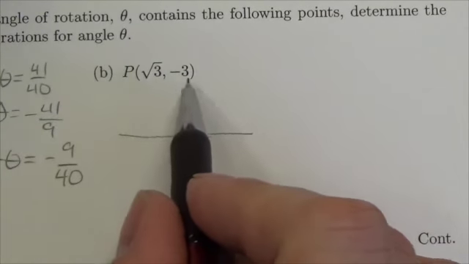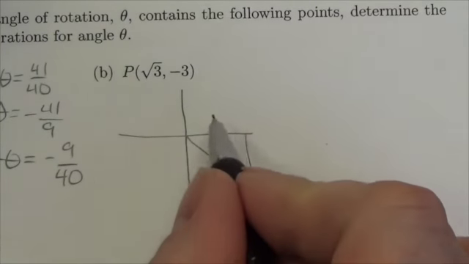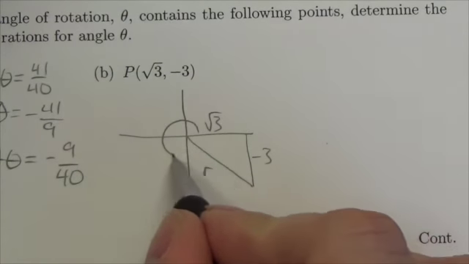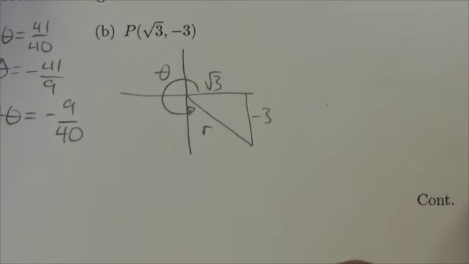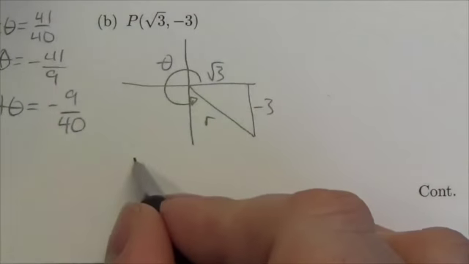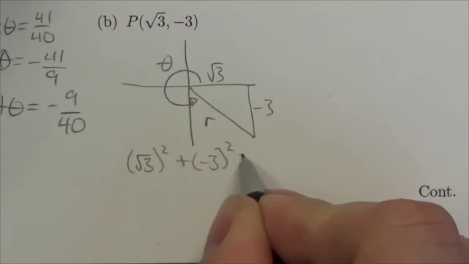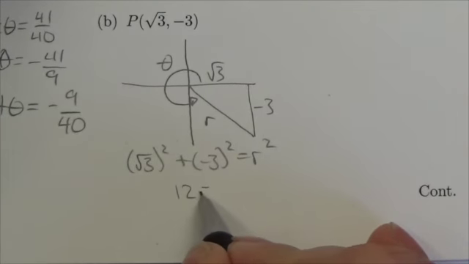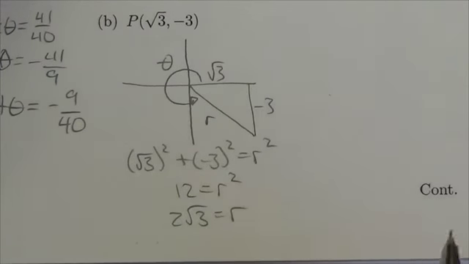So root 3, negative 3 is going to be down here in the fourth quadrant. This will be root 3, here's negative 3, and so here's my radius, and there's my angle theta. So what I've got to do here is figure out, first of all, what r is, just by applying the Pythagorean theorem. So it's going to be root 3 squared plus negative 3 squared equals r squared. That's going to be 3 plus 9, so 12. And so r, when I take the square root, is going to be 2 root 3.